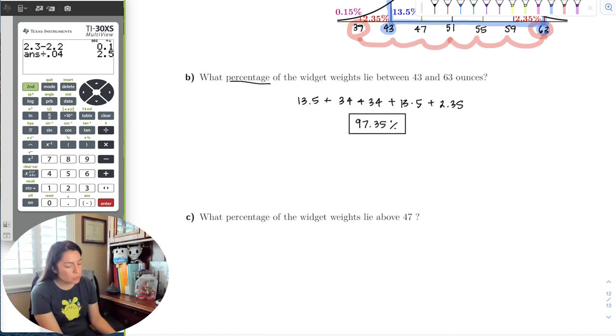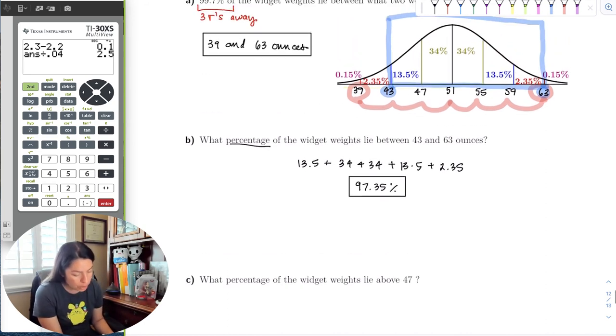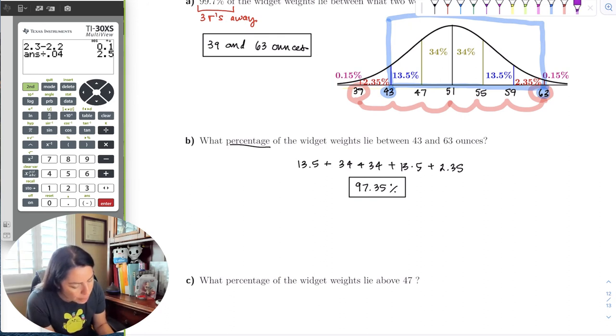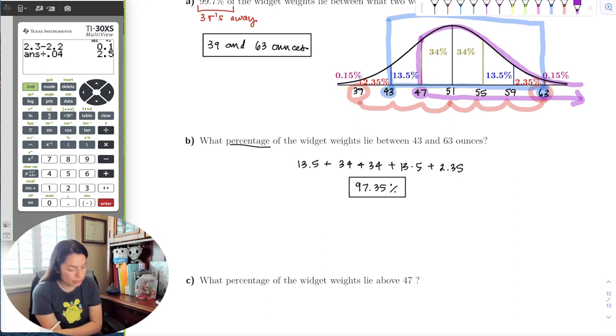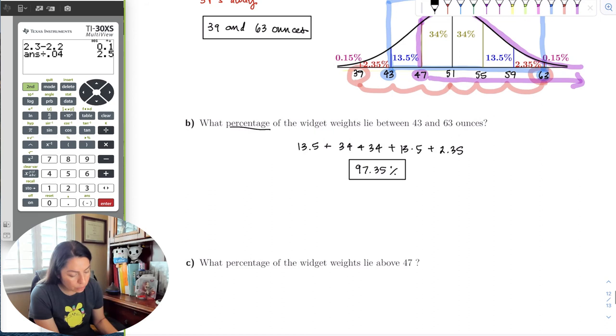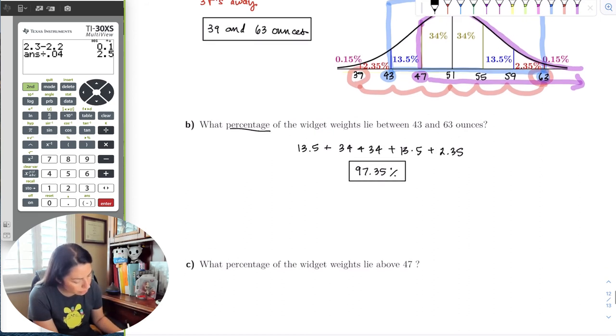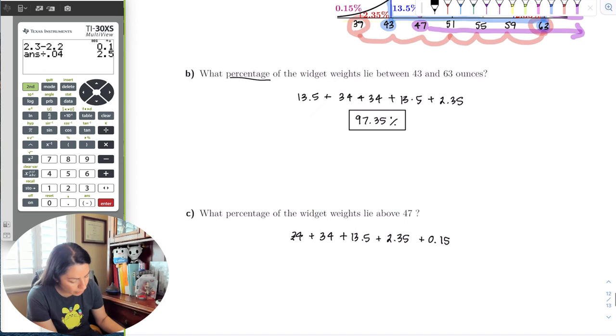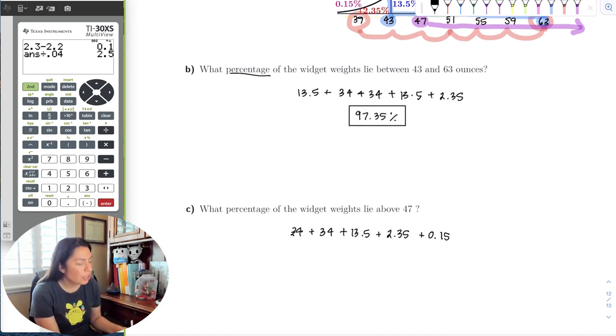The last example says, what percentage of the widget weights lie above 47? So above 47, here's 47, above means higher, right? So all the way out. So you're going to add up all these percentages all the way from 47 to the right. So what does this mean? Well, this means you're going to add 34 plus 34 plus 13.5 plus 2.35 and then the tail, 0.15. When you add those all up in the calculator, you will get 84%.